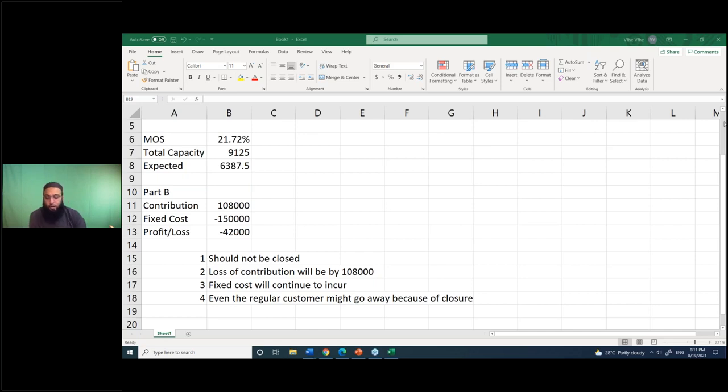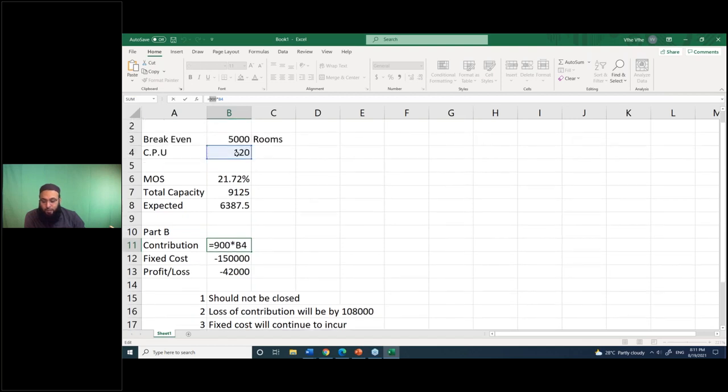Okay, how did we get 108 contribution? That's very simple, my friend. See, 900 were the expected number of people who will come to your hotel, and you multiply that with the contribution per unit. So that is how you got 108.